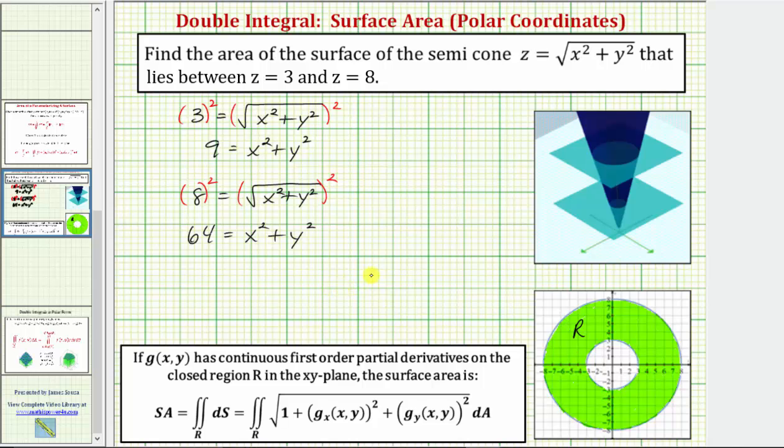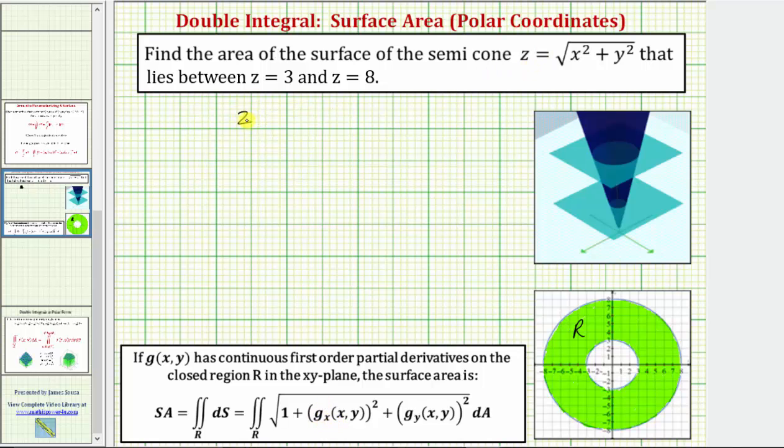And because the region of integration is the area between two circles, it'll be easier to evaluate the double integral using polar coordinates rather than rectangular coordinates. Remember, in polar coordinates, differential A is equal to r dr d theta. For the next step, let's find the partial derivatives required in the surface area formula. Let's first write z as z equals the quantity x squared plus y squared raised to the 1/2 power.